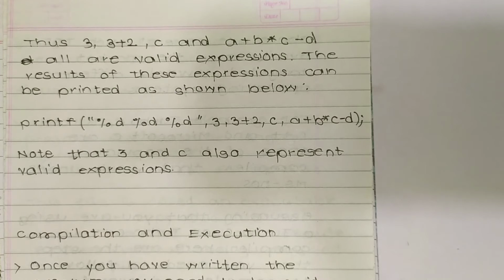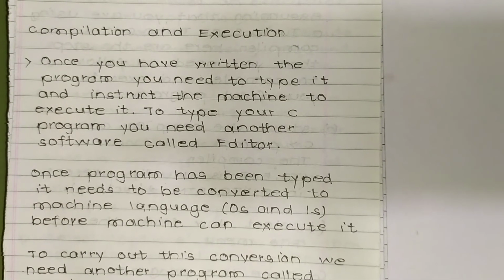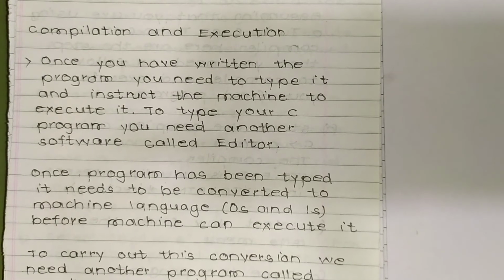Now, compilation and execution. Once you have written the program, you need to type it and instruct the machine to execute it. So we write the program, and you need to type it and instruct the machine to execute it. So we are instructing the machine to execute it.